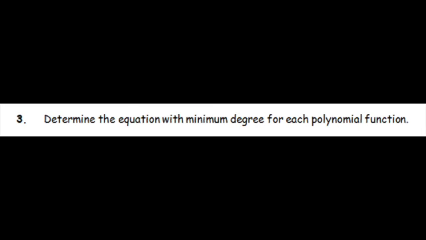Determine the equation with minimum degree for each polynomial function. A quintic function with zeros -1 with a multiplicity of 2, 3 with a multiplicity of 1, and -2 with a multiplicity of 2, having a constant term of -12.